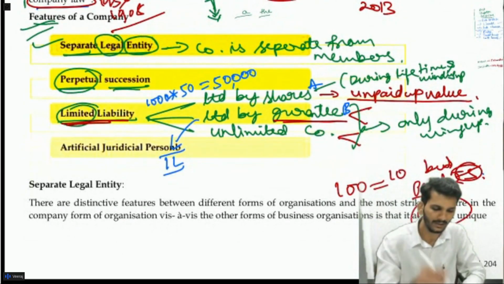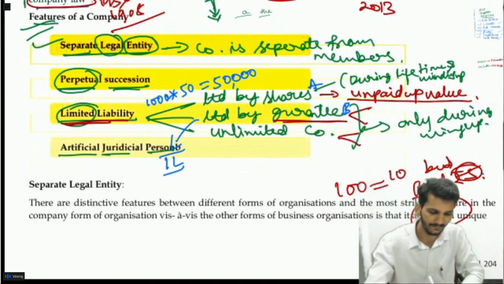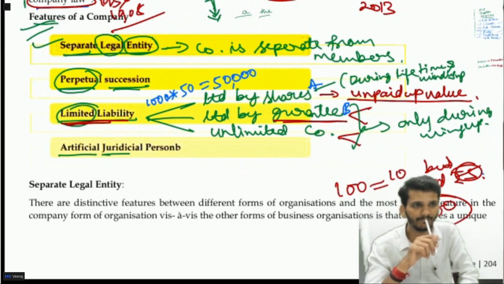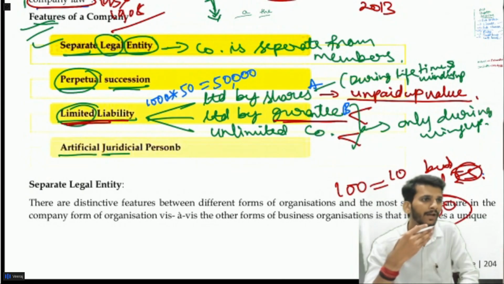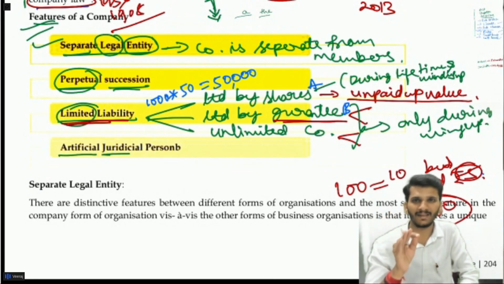Then comes the last feature, artificial juridical person. Who is a person? I am asking, are you a person? Am I a person? Is a company also a person? Yes, we are also persons, but the difference between us and companies is that we are born naturally from the mother's womb, but the company is born in the eyes of law. Law has created the company. The company did not take birth from the mother's womb. That is the only difference. Except for that difference, a company is the same as individuals.